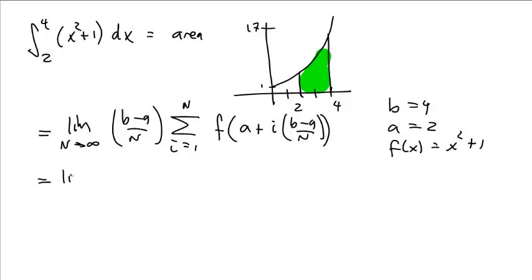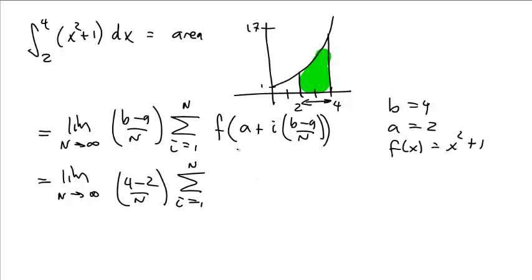So what do we have? We have the limit as n goes to infinity of (4 minus 2) over n. That is to say that the whole width is 4 minus 2. It's 2 units across, and if we chop it up into n different pieces, each one is 2 over n wide. And we add up i equals 1 up to n of, well, let's hold off on the f for a second. a is 2, so 2 plus i, and again, (b minus a) over n is 2 over n.